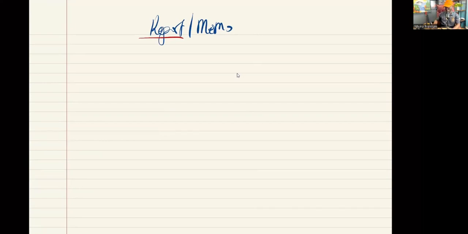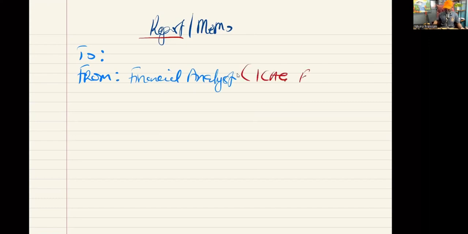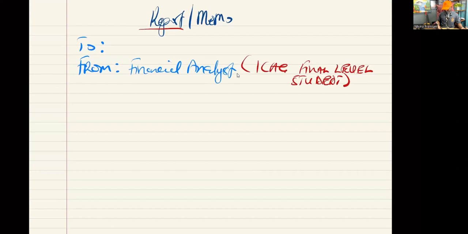So if it is a report or a memo, you know how to write a report already. To whom are we writing? From whom? Definitely you are maybe a financial analyst. The examiner will tell you who you are in the question. But if it doesn't tell you anything, you can call yourself a financial analyst, or you can call yourself an ICAG final level student, something like that. So sometimes the examiner will tell you who you are. Other times he will not tell you.